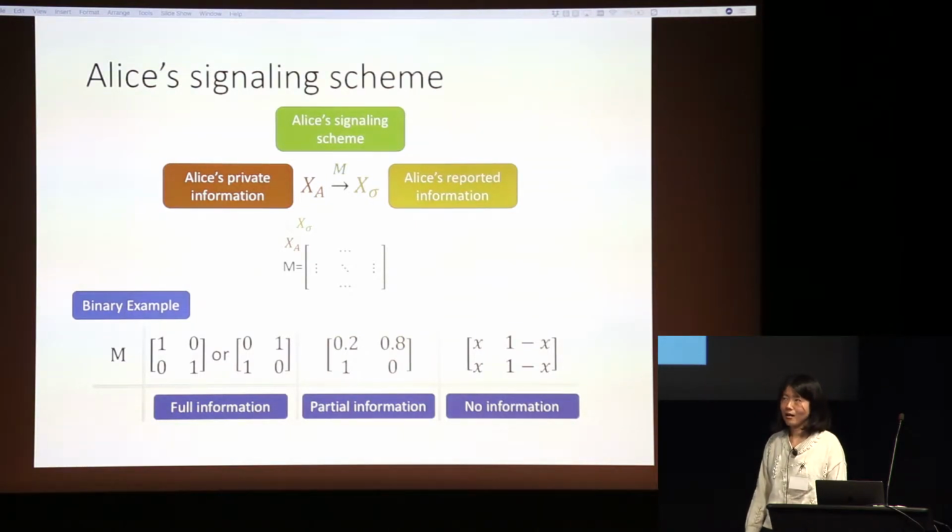So her non-signal will not reveal anything about her private signal because she always does the same thing. And for the middle part, it's like sometimes I tell the truth, sometimes I play some mixed strategy there. So that is the partial information.